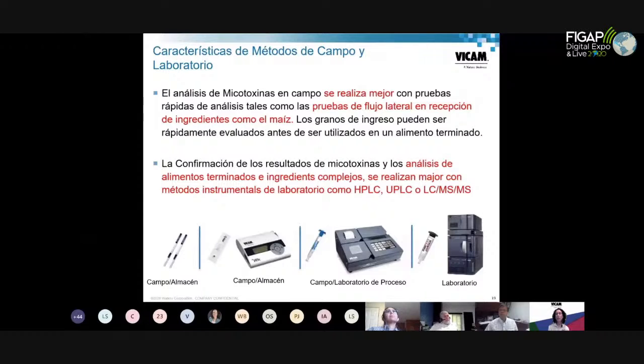And also for Europe, Europeans have regulations for total aflatoxins and for B1, B2, G1, G2.